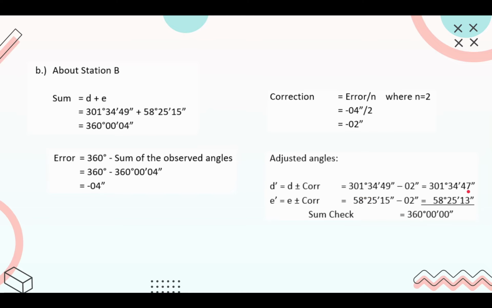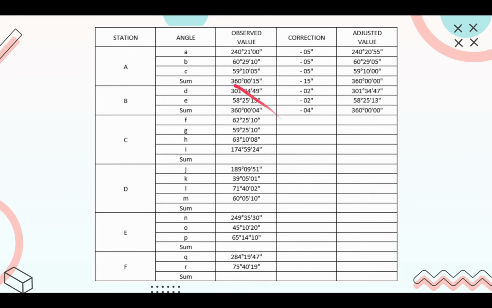And for E prime, we do the same process, subtract the correction. Since the correction is negative, we subtract it from the value of angle E. And so finally, we then do a sum check to verify that the adjusted angles sum up to 360 degrees. So once again, we then input our calculated values to the table presented earlier. So the process is just the same for all computations for each station. Therefore, we just repeat the process until we fill out the table.